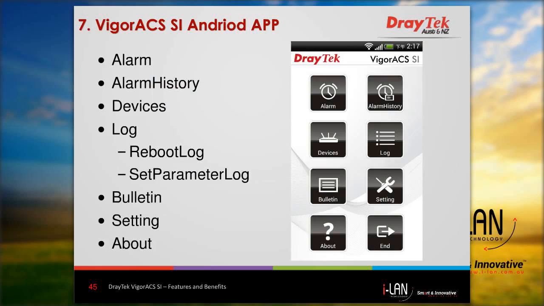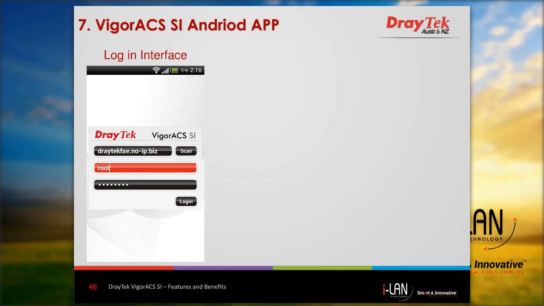So here you can see what you can do within the app, and you get similar icons to what you got within ACS SI. You can check for alarms, alarm history. You've got device view, look at logs, and so on. And this just shows you the login interface, where you have to log into the ACS server. So you put in the username, password, and the URL to connect to your ACS server.